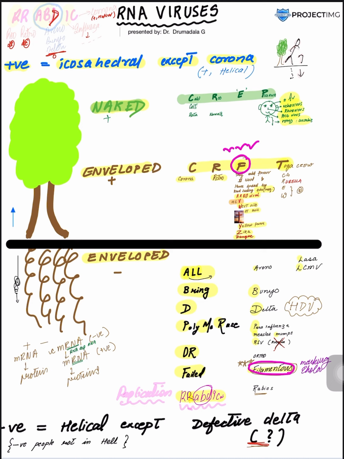Now, I told you to remember replication as "replication" instead. And this is for a reason. What is the reason? Because it will help you remember everything together, all the exceptions of the RNA viruses. That is replication. The central three are as usual circular. Rio, retro, arena, bunya, delta.